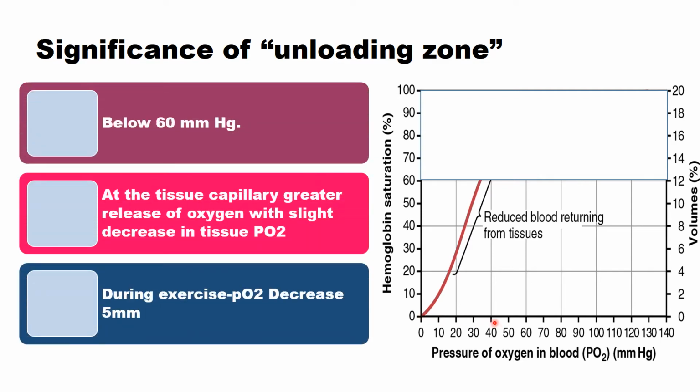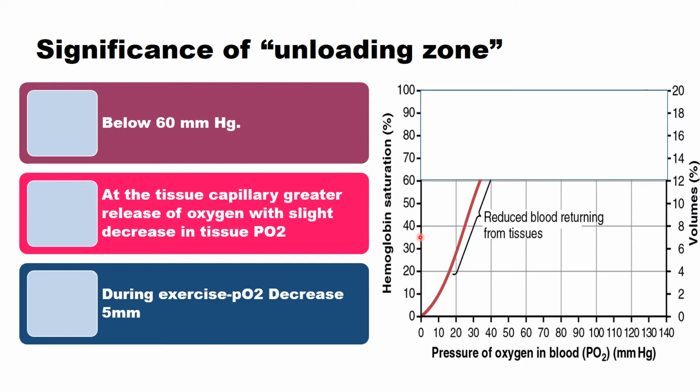This can be understood by taking an example here. In the normal resting condition, the partial pressure at the level of tissue is 40 millimeters. During exercise, the partial pressure of the venous blood falls to 35 millimeters of mercury. At partial pressure of 40, the oxygen saturation was 75%, and at partial pressure of 35, the oxygen saturation is 35%, meaning thereby approximately 40% of hemoglobin has been desaturated.